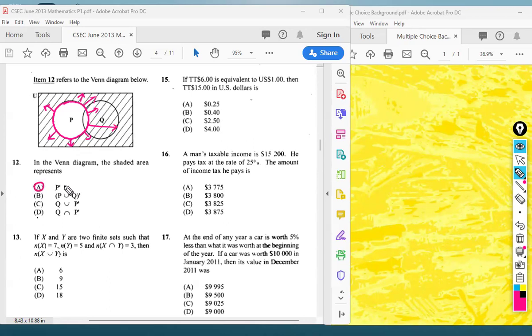This is P prime, right? I'm gonna write it a little bit better here. P with a dash means everybody but P. It's the opposite of P.